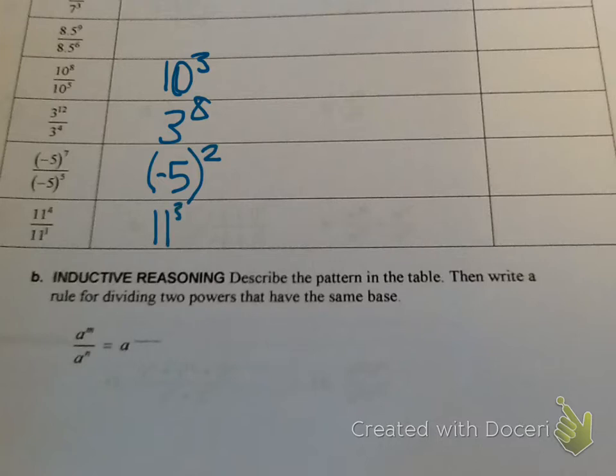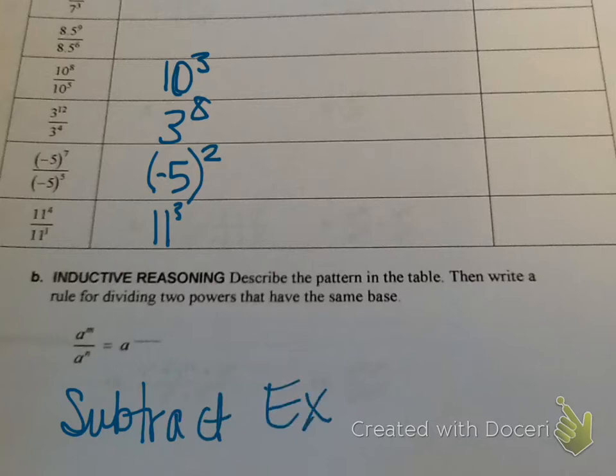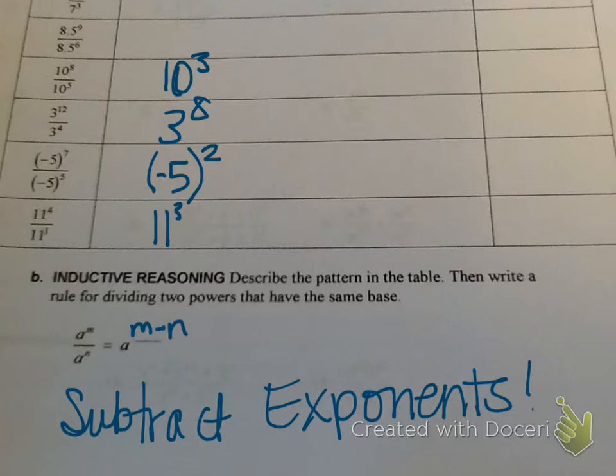So the pattern is, when you're dividing, subtract the exponents. So a to the m over a to the n gives us an answer of a to the m minus n.